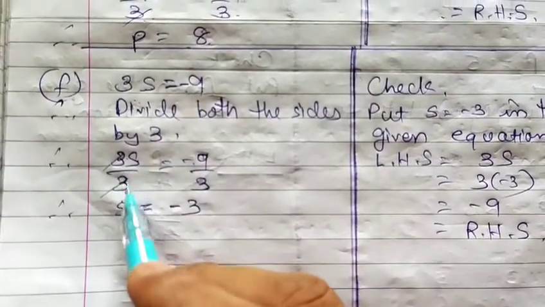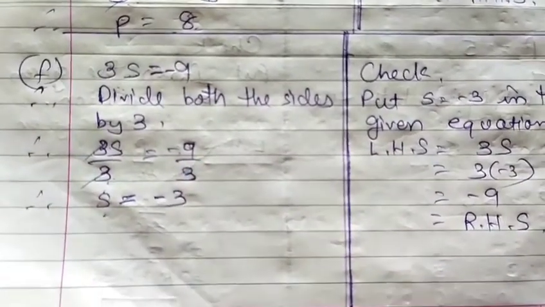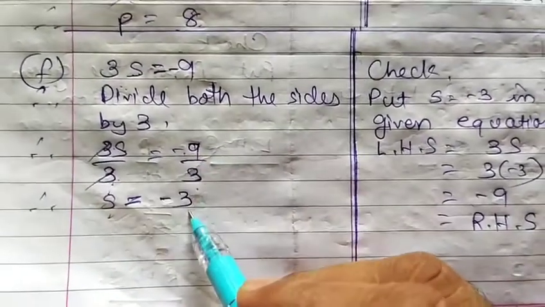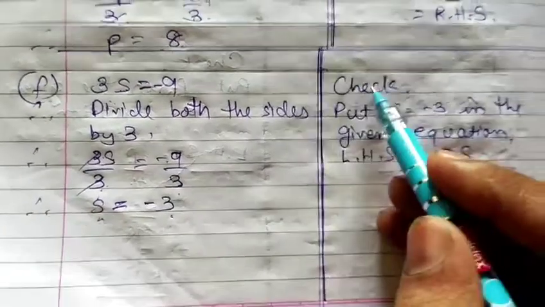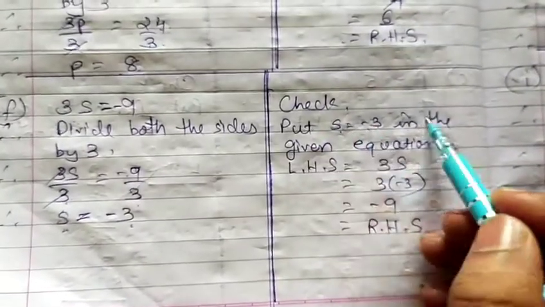3 and 3 will get cancelled. Value of s equals 9. Negative 9 divided by 3 gives negative 3 only. Now here the value of the variable is minus 3. Now check. Put s equals to minus 3 in the given equation.